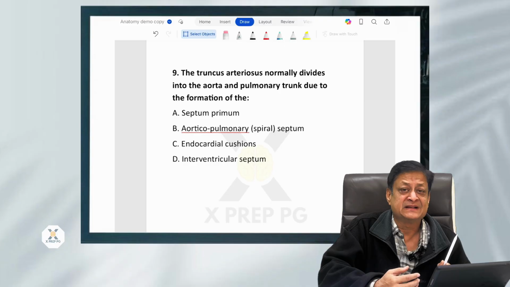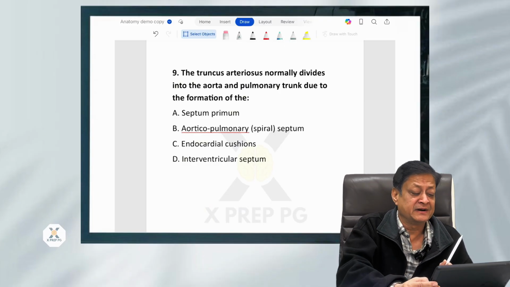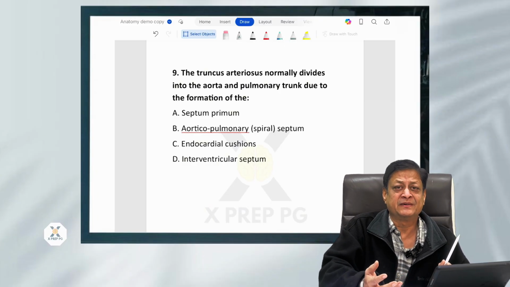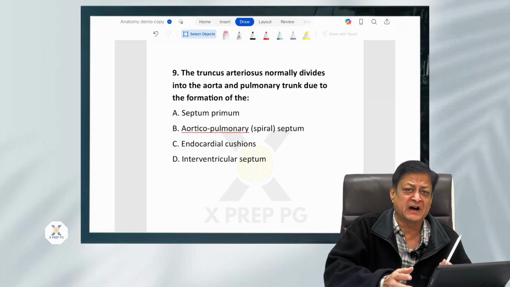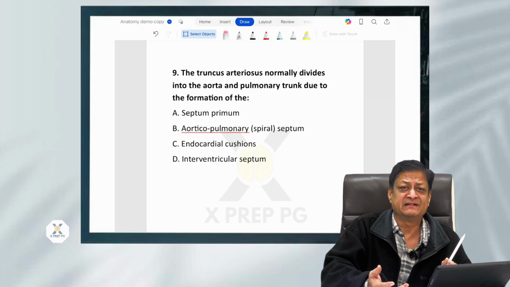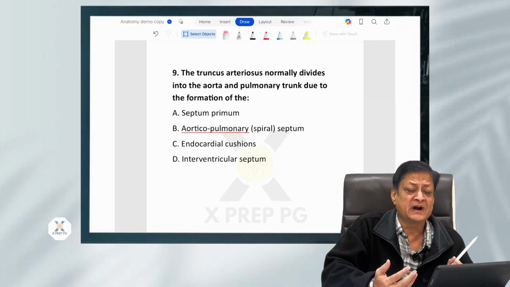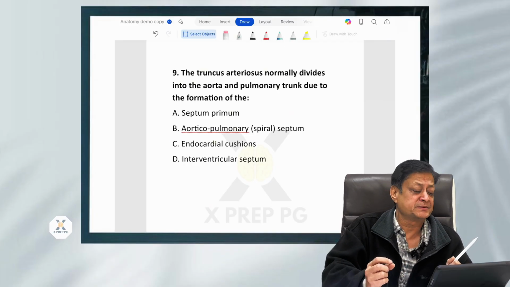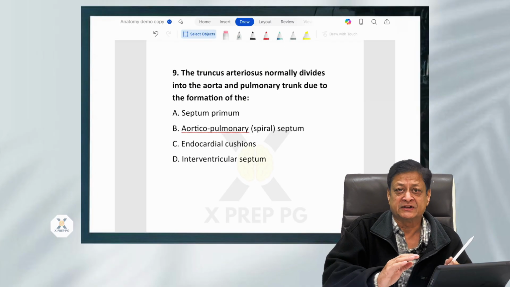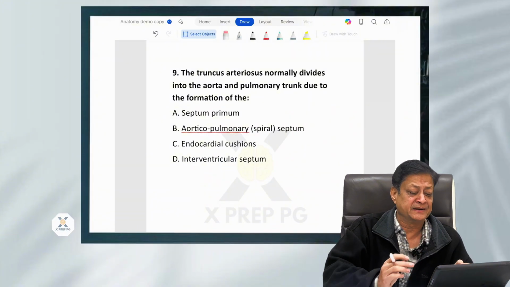On the other hand, the septum primum and interventricular septum are concerned with development of septums of the heart, like the interatrial septum and interventricular septum, while the endocardial cushions are responsible for development of the smooth portion of the left atrium.